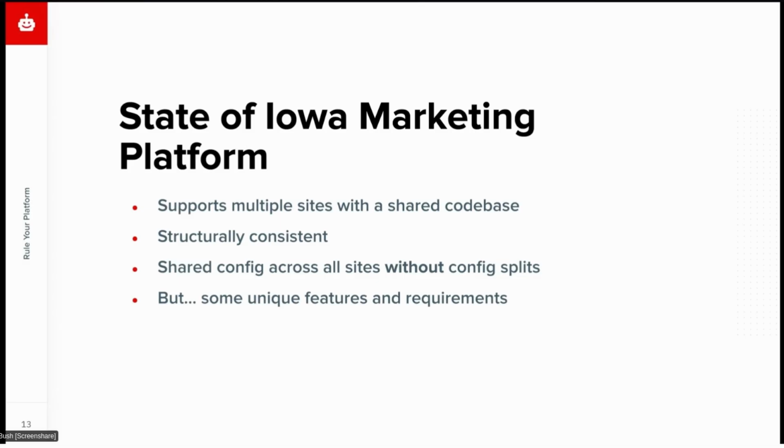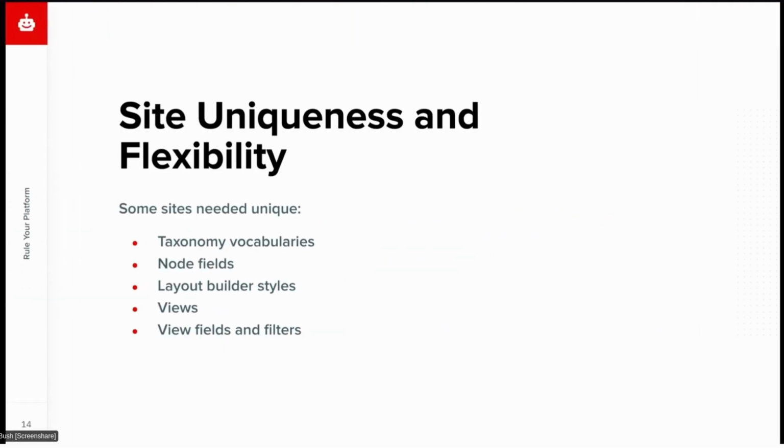So to reiterate, we have all of the sites and they have exactly the same config, except there's a couple we ignore, things like site name and stuff like that. But for the most part, completely shared. But as I mentioned, some of them are a bit different. For example, a couple of sites needed their own taxonomy vocabularies that other sites didn't. One example is we have a site that has products, and they needed a product type taxonomy. No other site on this platform needed a product type, or even products. So that was a little bit different.